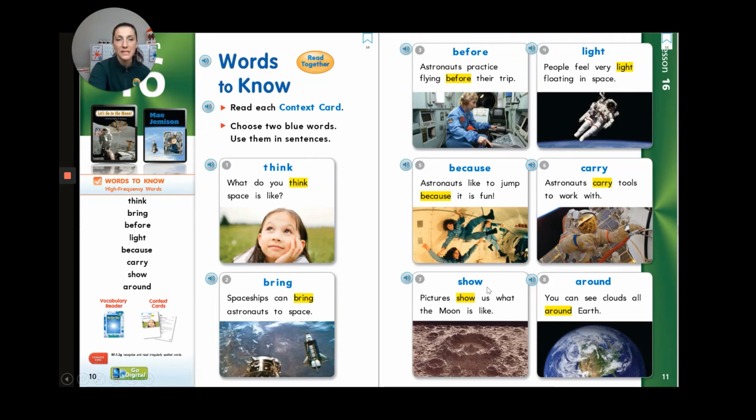Number 7 is show. Pictures show us what the moon is like. And number 8 is around. You can see clouds all around Earth. And that is just like round, like a ball is round. And we simply add an A to the beginning, around.